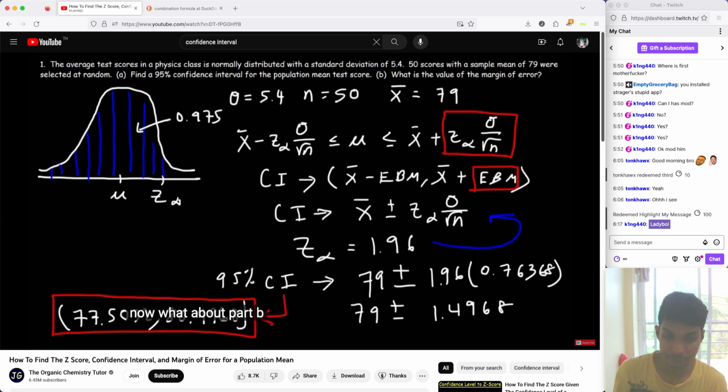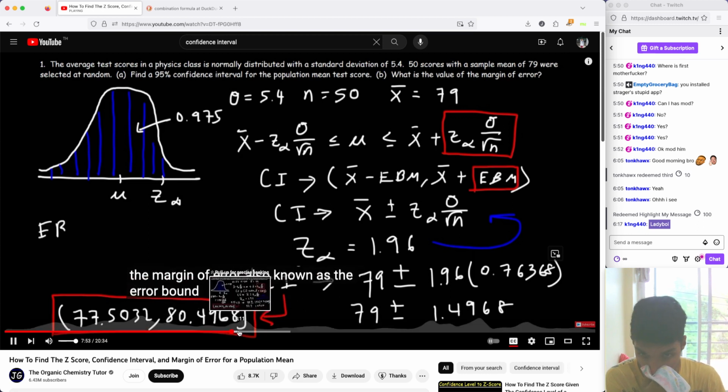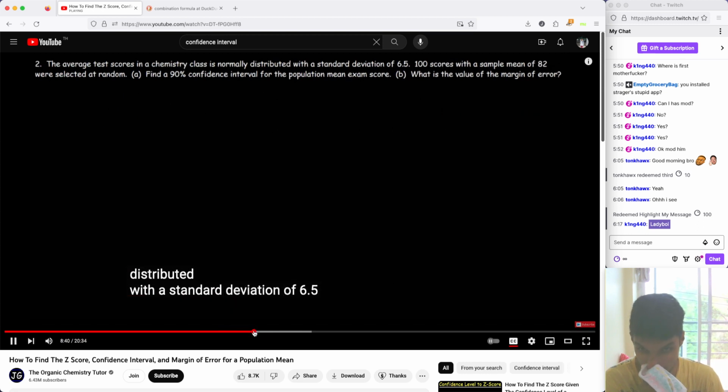Now, what about part B? What is the value of the margin of error? The margin of error, also known as the error bound for the mean, is z alpha times sigma over the square root of the sample size.